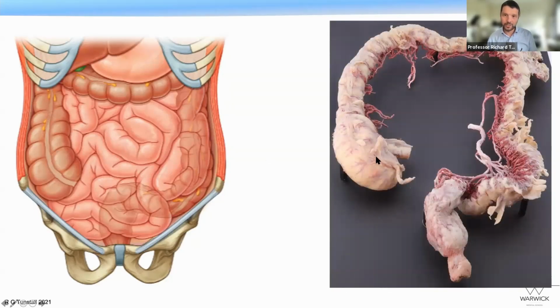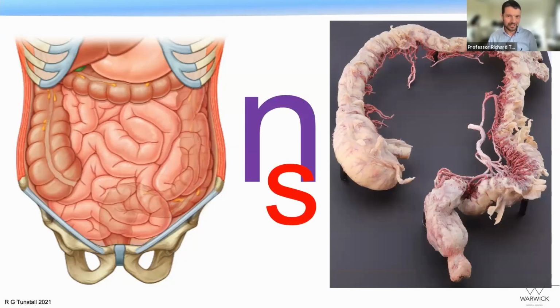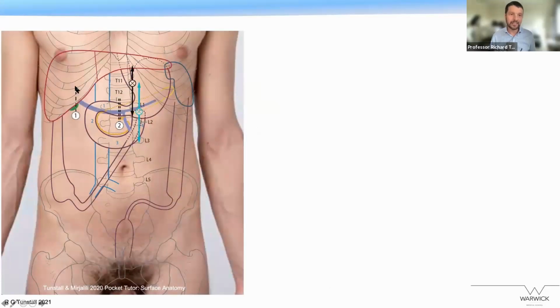Here's a dissection. This is one of my plastinated dissections showing the large intestine. Now look at the shape of it. What letter is that? And what letter is the sigmoid colon here? And if you look at them, it is as simple as it looks. The large intestine is N-shaped and the sigmoid colon is S-shaped. Remember that.